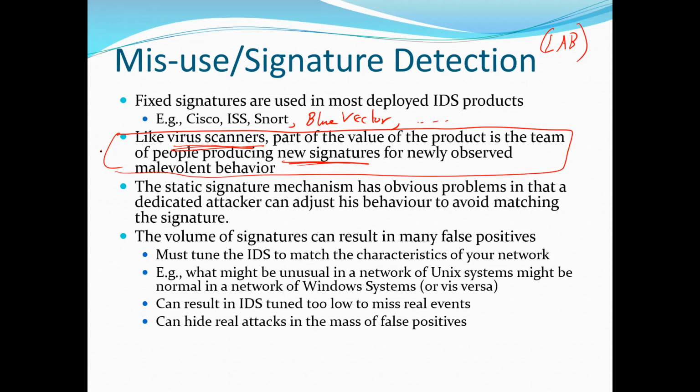All right, the static signatures. The static signature mechanism has obvious problems in that a dedicated attacker can adjust his behavior to avoid matching the signatures. And that's the trick, right?